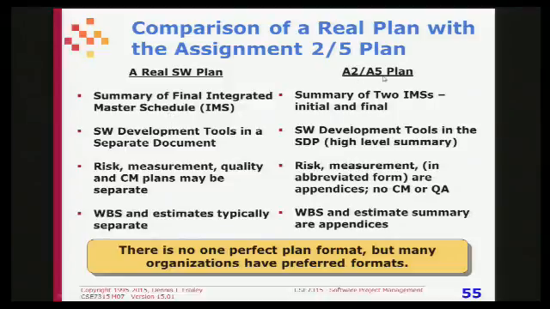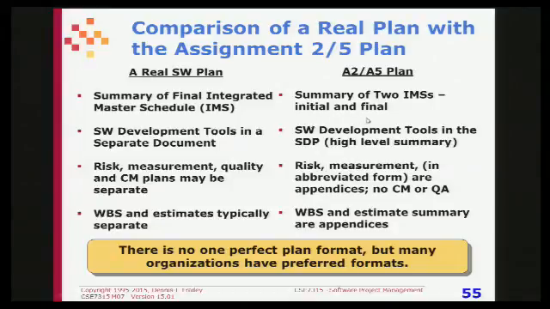In assignments 2 and 5, I want you to have 2 integrated master schedules. The initial one is the one that you put down for assignment 2. And the final one is the one you put down for assignment 5. And what happens in between? You've taken the rest of the course, you've done assignments 3 and 4, you've learned a few things, and you've decided the plan needs to change a bit.